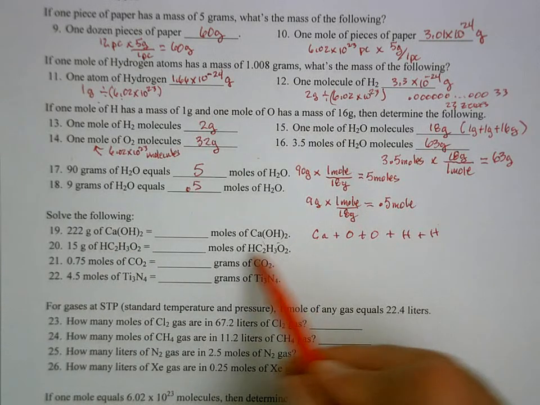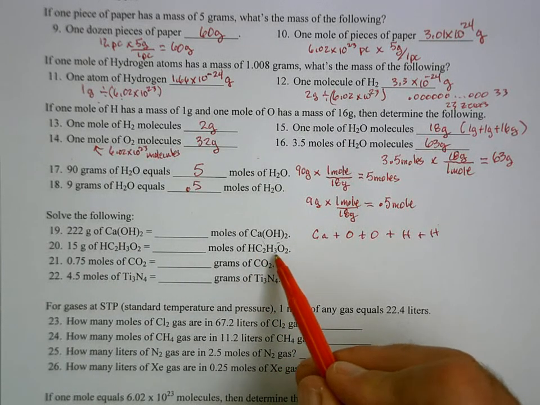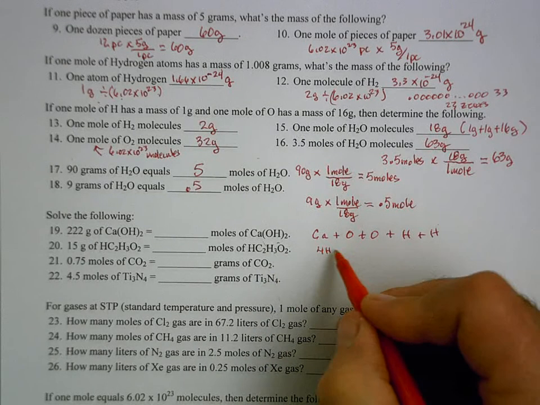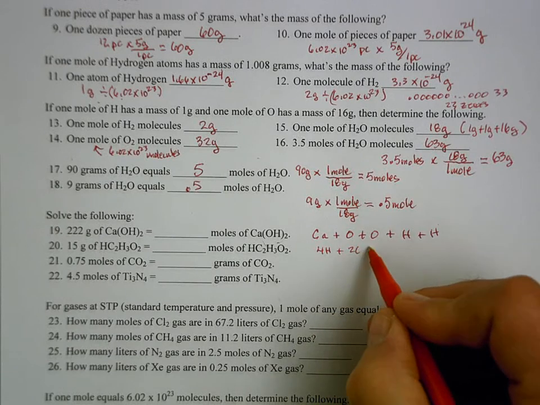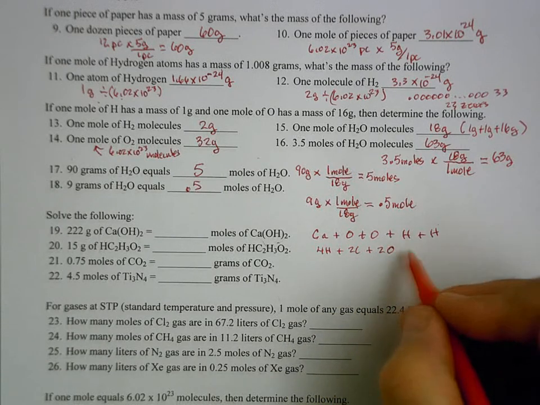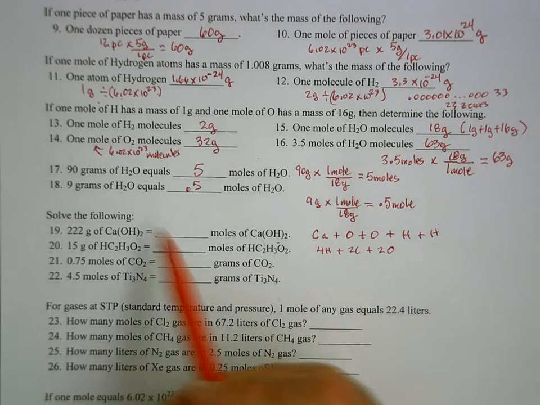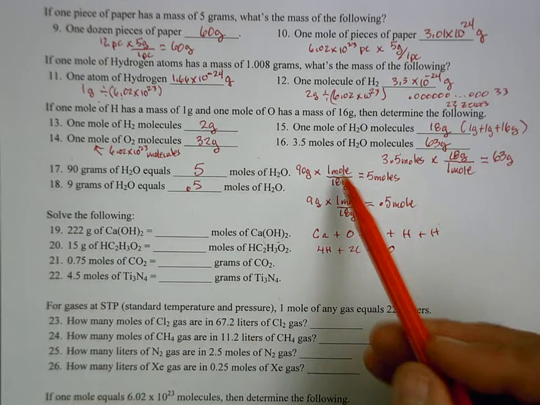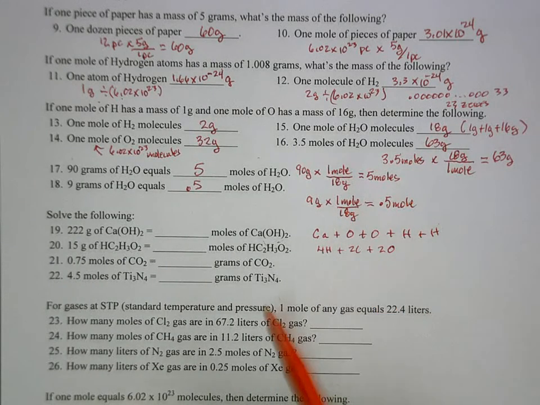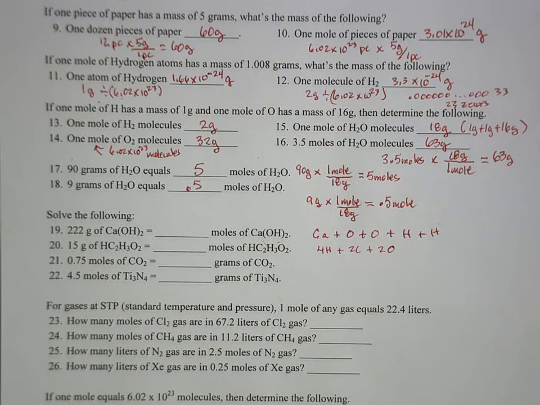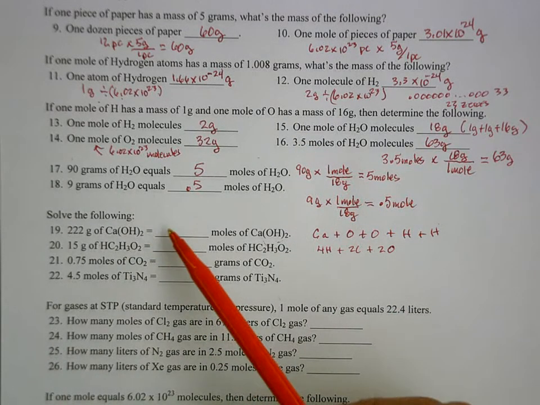Likewise, in acetic acid, HC2H3O2, I've got four hydrogens and two carbons and two oxygens that I have to add up in order to find out what the mass is. Without that mass, I can't do the divide. Again, notice that both of these were divides. So you go ahead and do 19 through 22. See what you can come up with for those. Take a look at 15 to 18 to see how those went, and then you try 19 to 22.